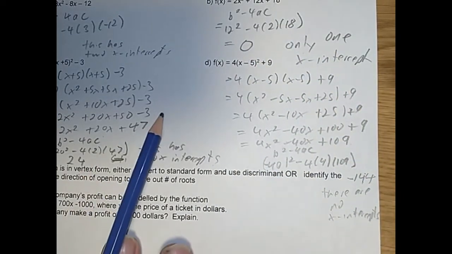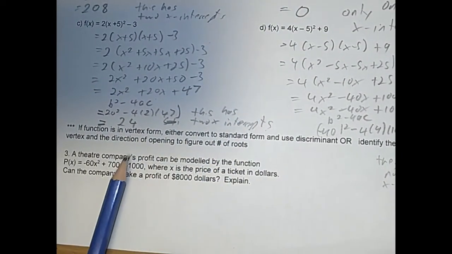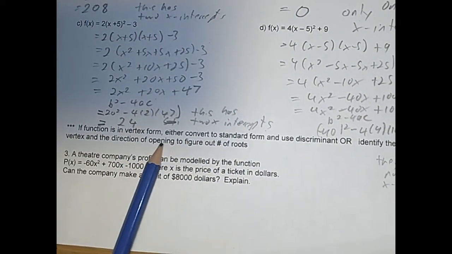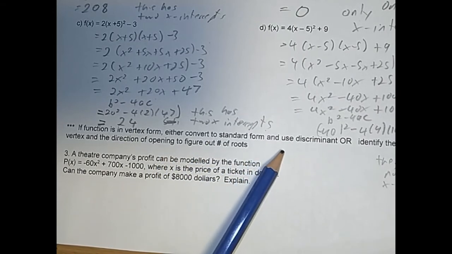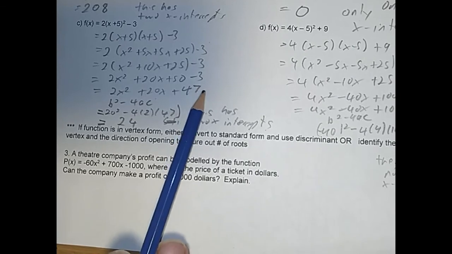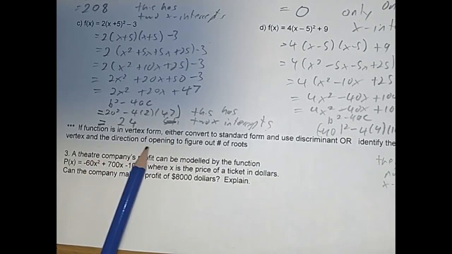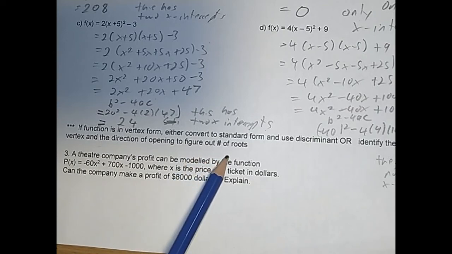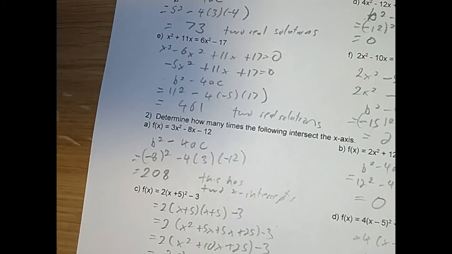Now, there's a second way to do these, and I wrote it here instead of expanding all that. You can use some logic. If a function is in vertex form, either convert it to standard form and use the discriminant, which is what we did, or identify the vertex and the direction of opening and figure out the number of roots. So what does that mean? Let's take a look. So let's look at this one.